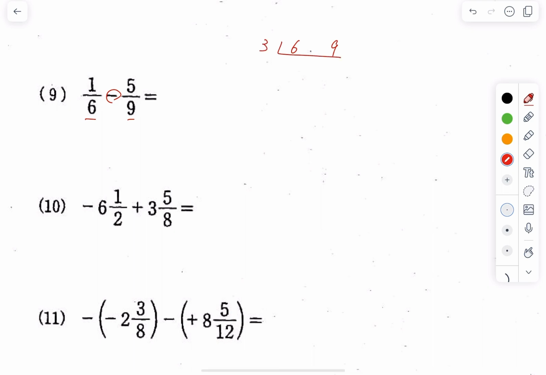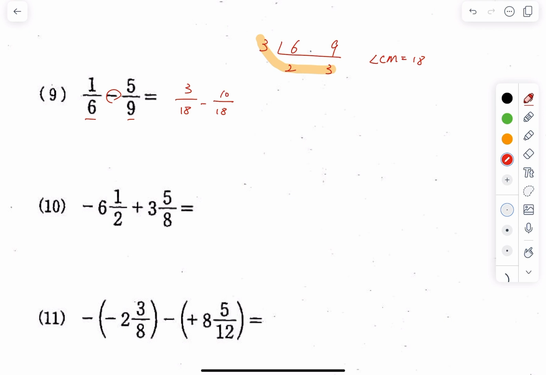The common factor is 3, we put it on the side. 6 divided by 3 is 2, 9 divided by 3 is 3. And that's it. We just multiply everything together. In this case, the LCM is equal to 18. So this becomes 3 over 18 minus 10 over 18.